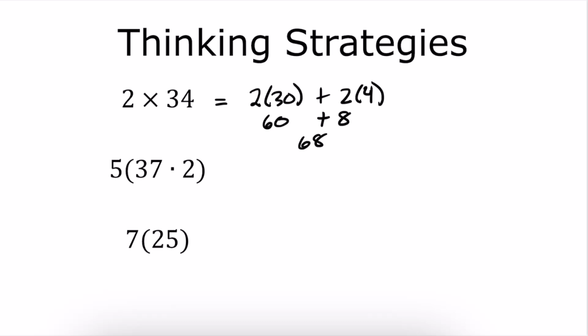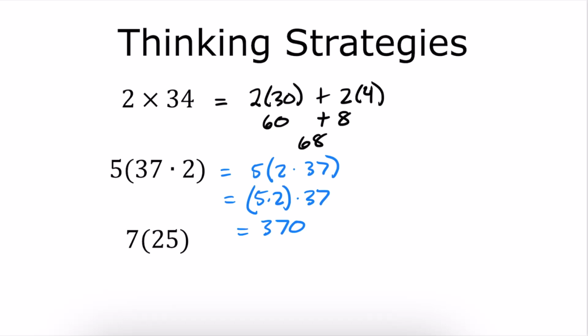And if you have the problem 5 times 37 times 2, you could use the commutative property to switch the order, and you could say I have 5 times 2 times 37, and then you could use the associative property to think about this as (5 times 2) times 37, and this would be a lot easier to solve because 5 times 2 is 10, and 10 times 37 is 370. And so that would be an example of a situation where you could use the associative and commutative properties to make that problem easier.